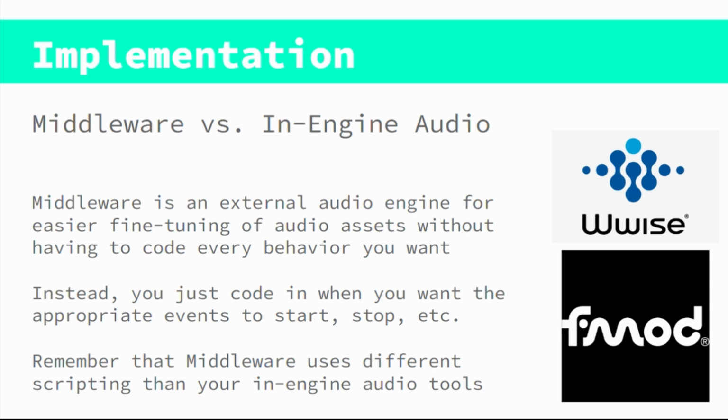So instead of having to control all of your parameters via scripting in your internal audio engine, middleware is a software that allows you to control all of those behaviors in the actual software, set up things like randomization or looping without needing to script those behaviors, and then you just code in the actual event to play, but you don't need to code in the behaviors themselves.